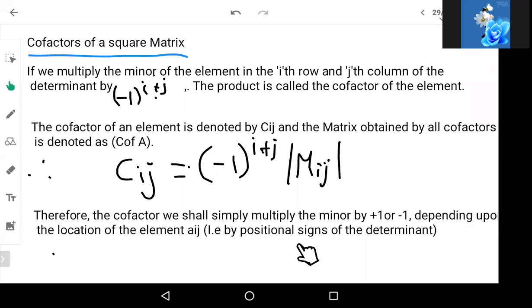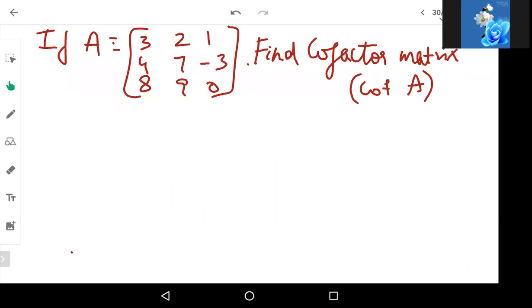Now what we will do is, we will directly get into the problem to understand the cofactors. So moving on to the problem. If you see here, you have a 3 into 3 matrix given to us, and they have asked us to find the cofactor matrix, that is cof A. Which means we have to find the cofactors for all the 9 elements here.